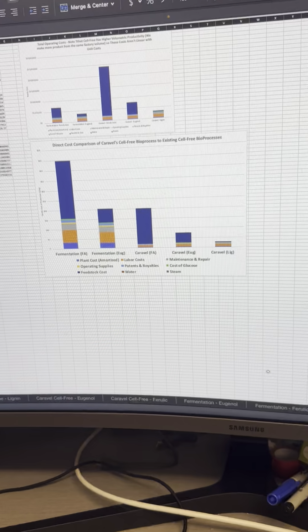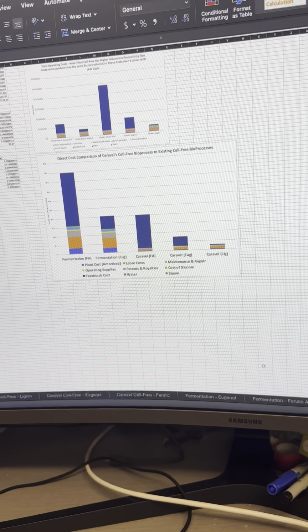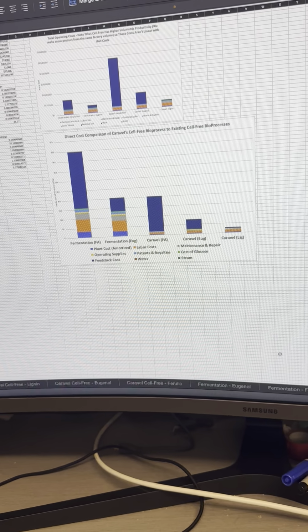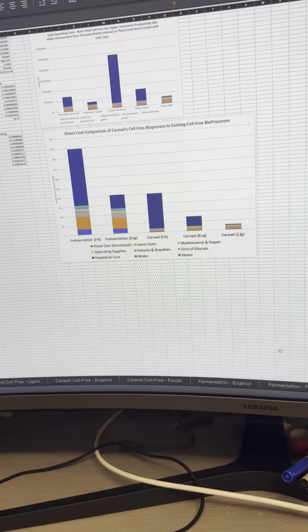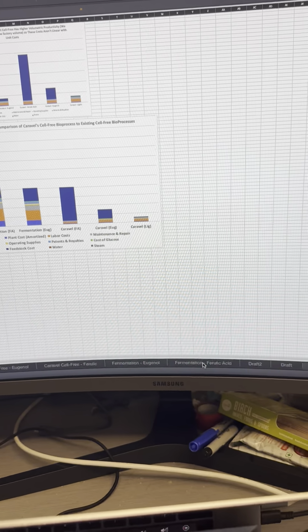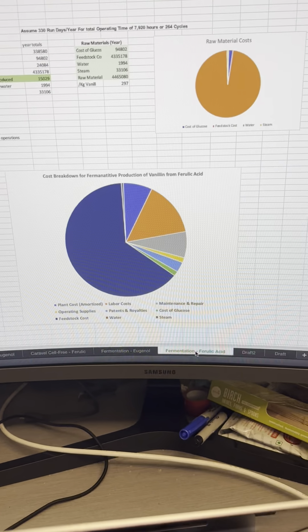To preface, this model is not perfect. It's a low resolution model, from a bird's eye view. So let's start with fermentation from ferulic acid.